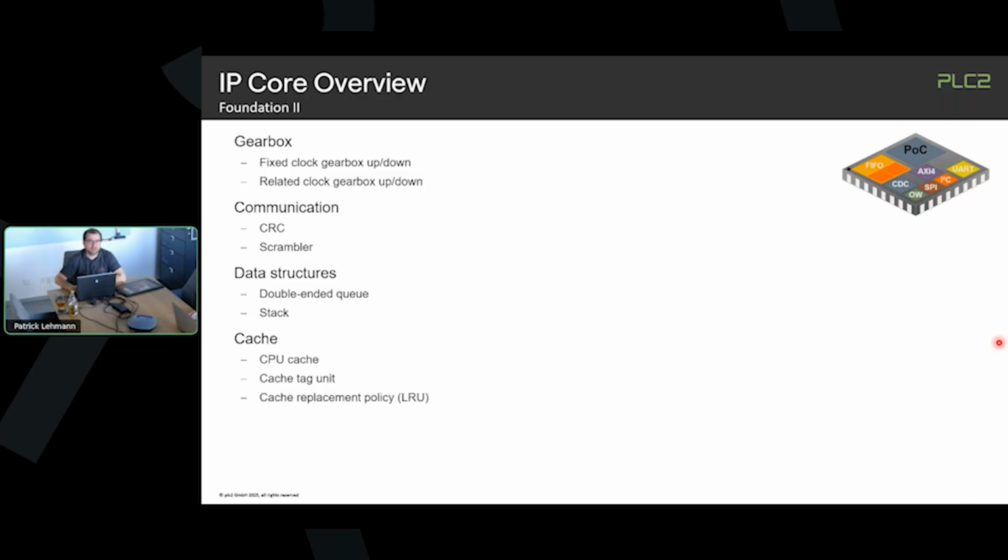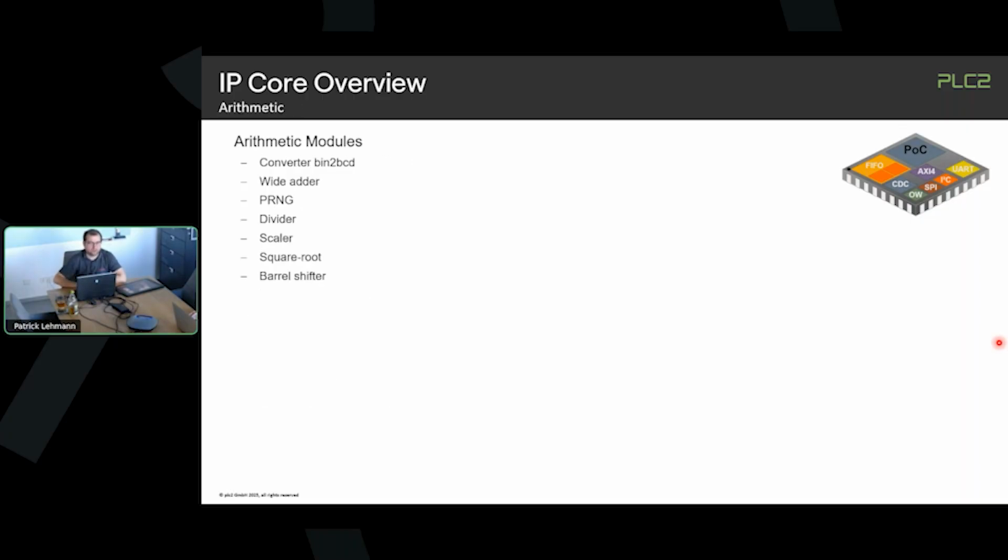So these are the basic IP cores we have on there, and from there we can go on and build higher level other IP cores. Maybe also arithmetic IP cores can be considered as a foundation. So here we have converters between binary and BCD. We have a wide adder, so in case you need an adder with more than 256 bits, which is performing better than a ripple carry adder, pseudo-random number generators, so a PRNG, dividers, scalars, square root, barrel shifter, to name just a few of them.